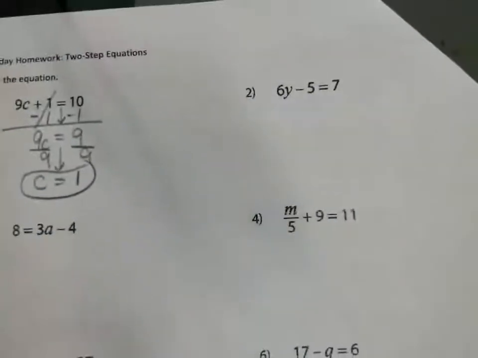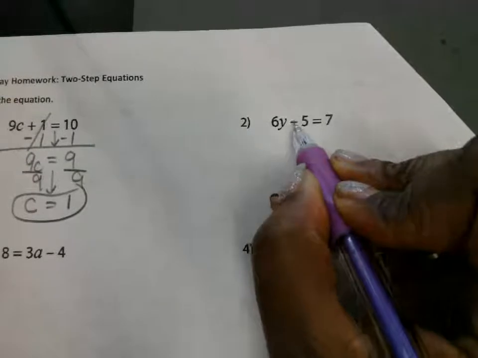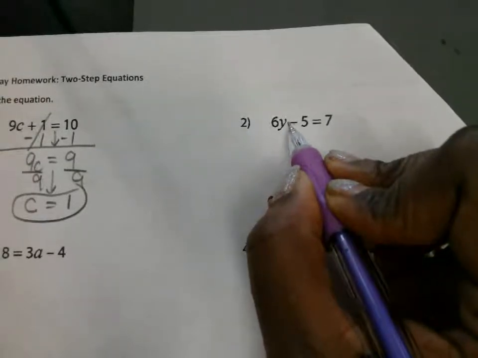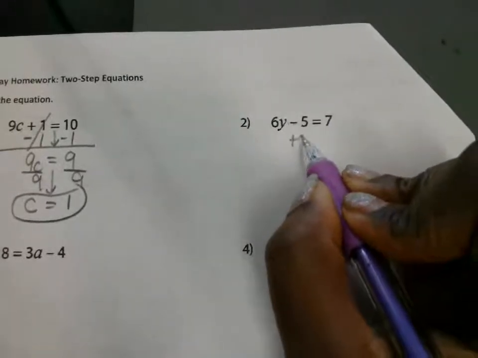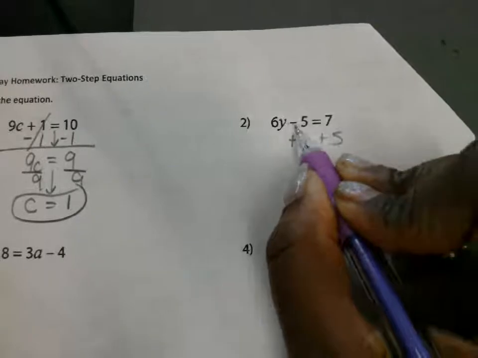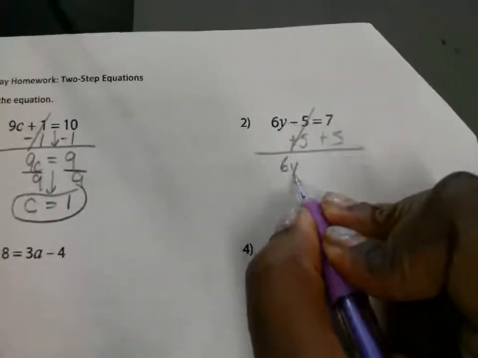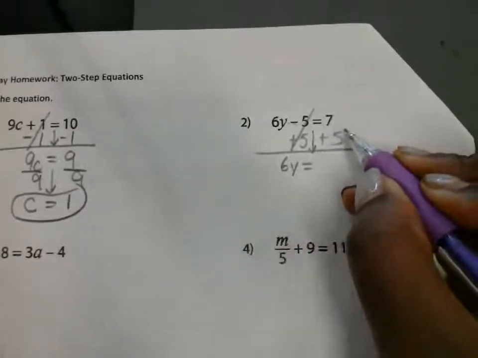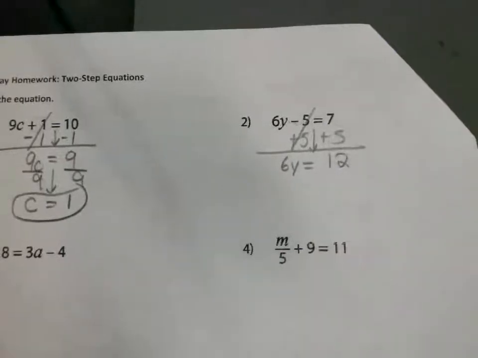Number 2, we're going to do it the same way. This time we're going to get rid of the negative 5 first. Remember, 6 is attached to Y by multiplication. Do it last. So I'm going to get rid of a negative 5 by adding 5 to both sides. I know that negative 5 plus 5 is 0. So I'm left with 6Y. Bring down the equal. 7 plus 5 is going to give me 12.